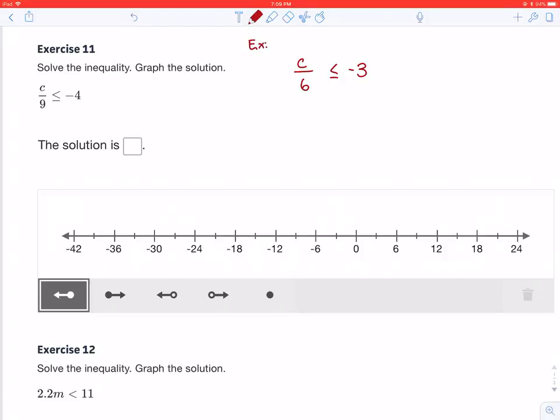So in my example, for number 11, I've got c over 6, which is the same thing as c divided by 6, is less than or equal to negative 3. Well, if this is c divided by 6, that means that the number that we need to get rid of, that 6, is on the bottom of the c, on the bottom of this fraction. So we need to determine a way of getting a 6 to the top of this fraction of c over 6 in order to have those 6's cancel out, because any number over itself equals 1.